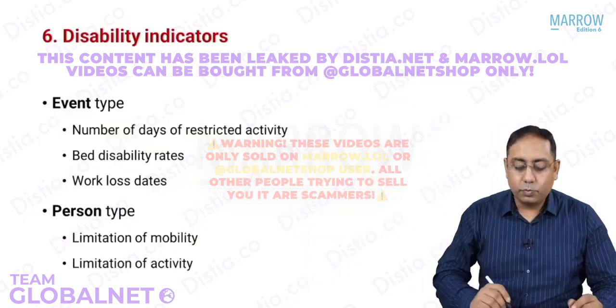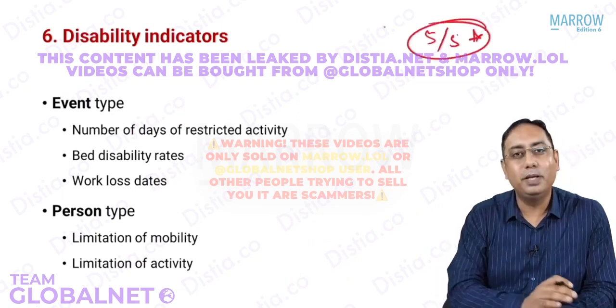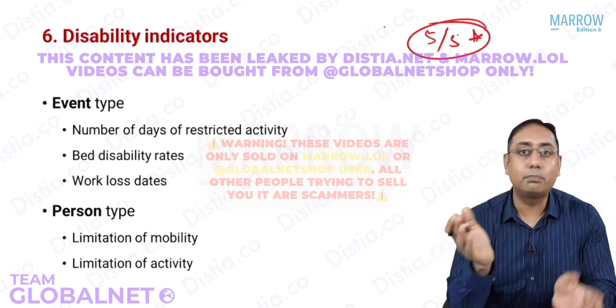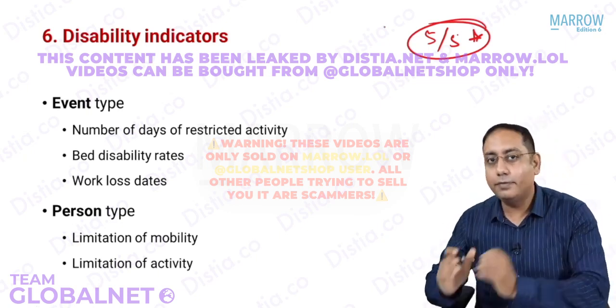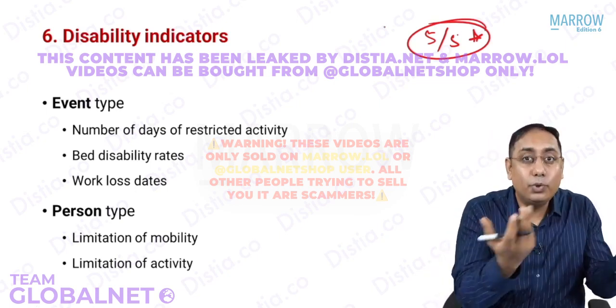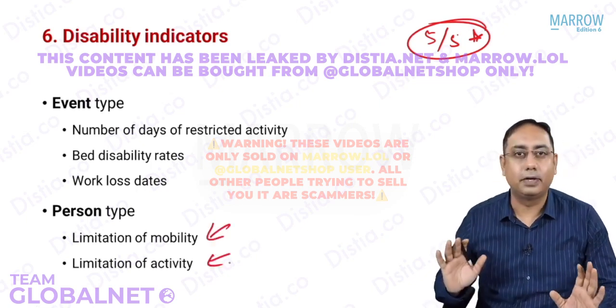Next in line is what we have as a 5-by-5 MCQ topic. What do you mean by the disability indicators? Disability data can be of two types. We can have a person type disability or event type. Person type, like a person is there and he is disabled. Disabled to do what? Either he is disabled for mobility or disabled for activity.